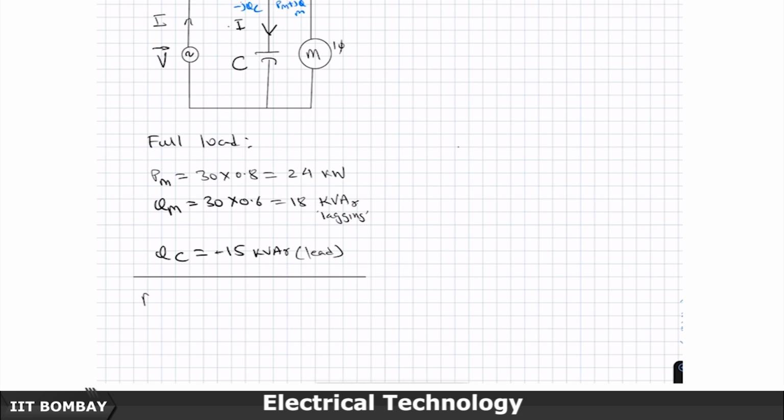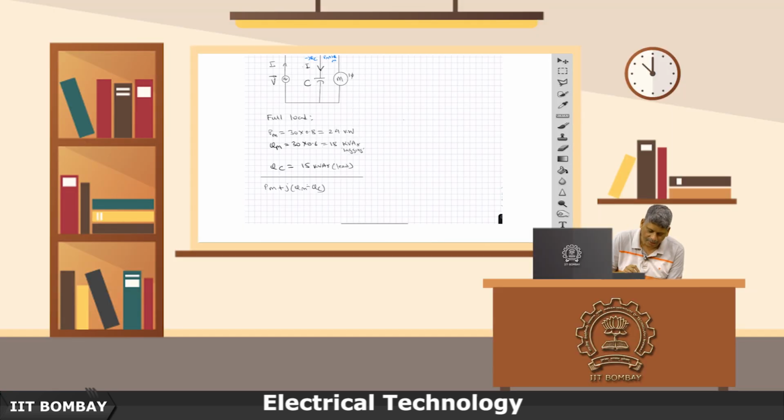So, you get net as PM plus J times QM minus. If I write it as minus QC, then I should not write this minus, because I am treating QC as positive, QM as QC. Once I have written it as capacitor, then I know that I am going to subtract it, because the other one I have written as lagging. So, I should not do it twice.